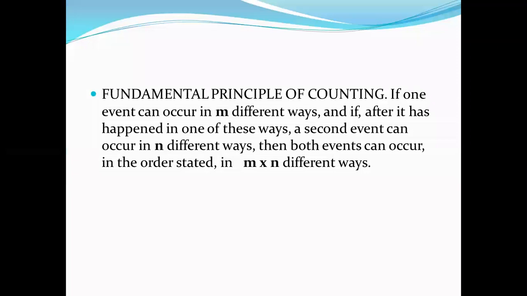This is defined as: if one event can occur in m different ways, and if after it has happened in one of these ways, a second event can occur in n different ways, then both events can occur in the order stated in m times n different ways. This is just to give emphasis on the operation: if you're counting the total number of ways, we multiply. In this definition, there are two events, M and N, but in any problem, there could be more than two events.